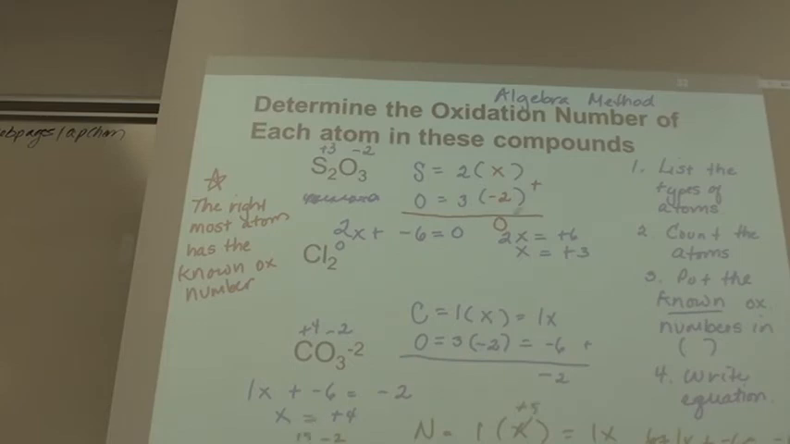The numbers in the parentheses are your oxidation numbers.